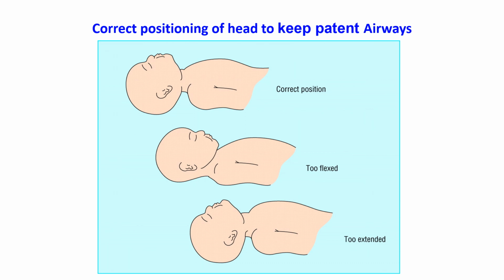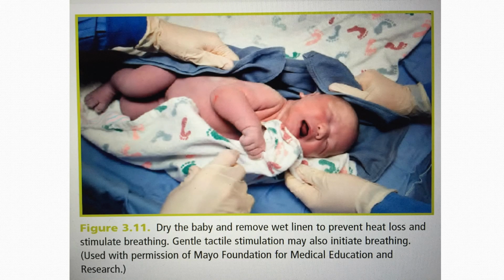Either the neutral or slight extension of the neck, while too flexed or too extended are not correct. And you see how the baby is dried, removing the wet linen to prevent heat loss and for stimulation of the baby. Gentle tactile stimulation might be effective for the baby to take the first breath, just by rubbing on the back or flicking the fingers and toes.